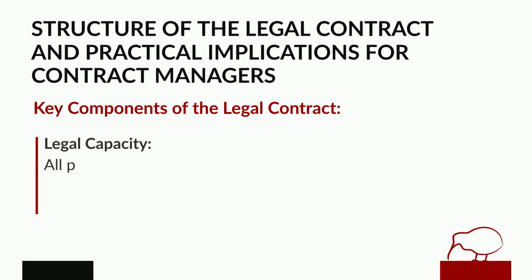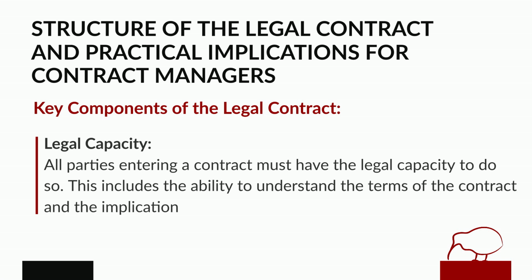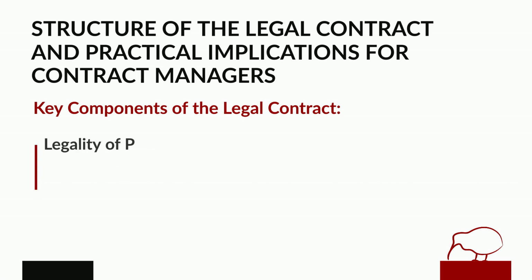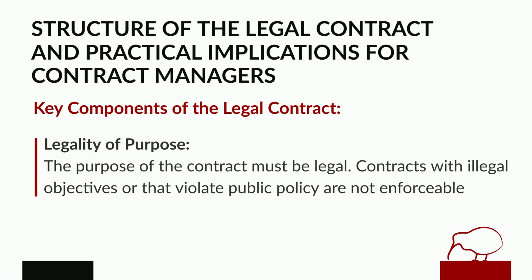Legal capacity. All parties entering a contract must have the legal capacity to do so. This includes the ability to understand the terms of the contract and the implications of entering into a legally binding agreement. Legality of purpose. The purpose of the contract must be legal. Contracts with illegal objectives or that violate public policy are not enforceable.